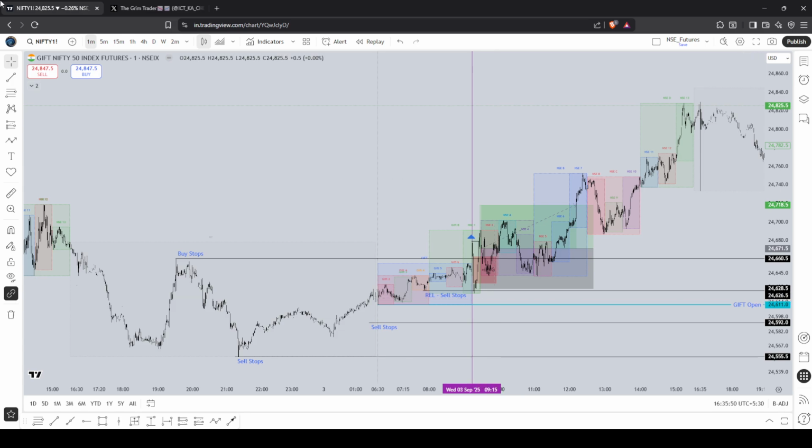Just keep trading that. That's all I have to share about how to implement the continuation model on the NSE. I've shared the time of day.